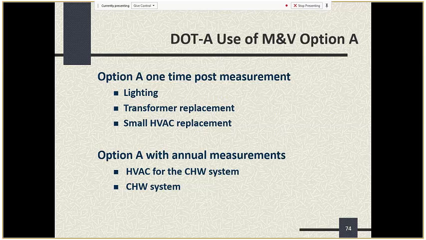Then there's option A with annual measurements. Well, for the HVAC associated with the chilled water system, there are some annual measurements going on of that HVAC to make sure it's functioning, and of the chilled water system itself. There are annual measurements being taken to monitor the kW per ton of the chiller systems. Let's go to slide 75.